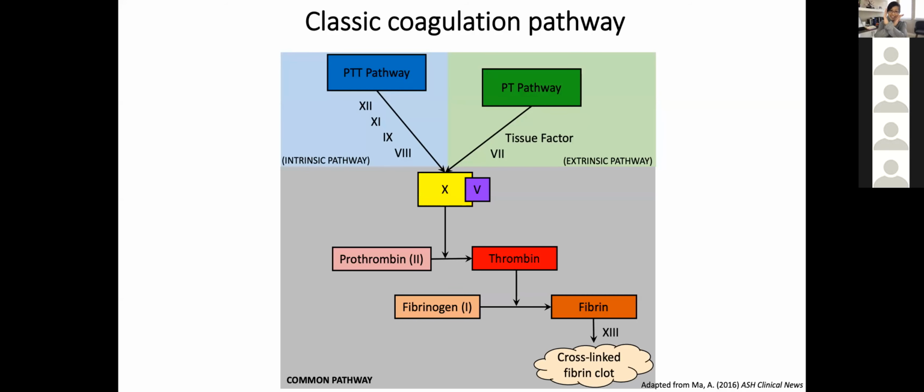They meet at X. X marks the spot, or factor 10, which with factor 5 as a cofactor starts the common pathway, which eventually leads to the development of a mature cross-linked fibrin clot. And there's going to be more details in the next presentation.